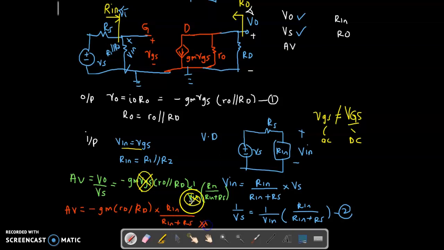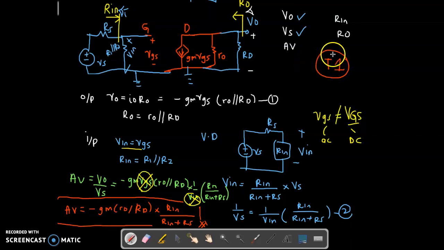What is your R in? R1 parallel to R2. Now you already derived the voltage gain for your common source amplifier when your source is directly grounded. This is what we call type 1 common source, that is source grounded. Now you already found the Av, you already found your R in, and you can find your R out. So the equations are derived.